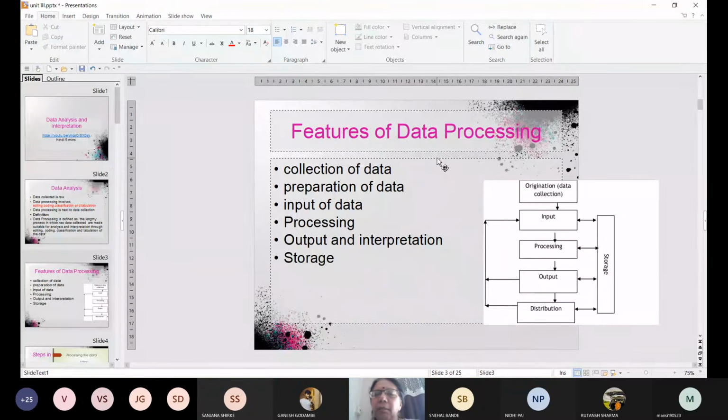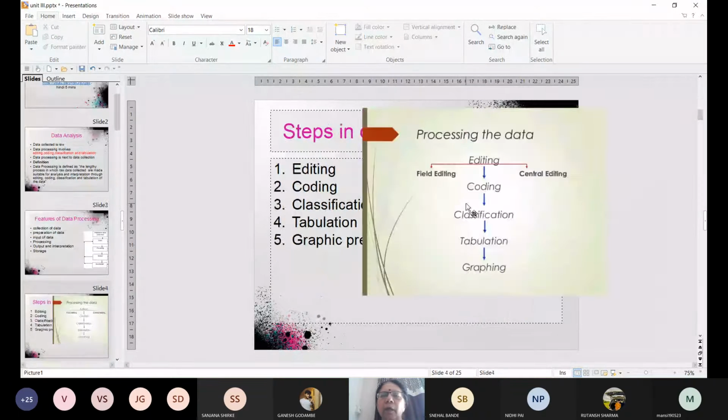Data processing begins after data is collected. So you are preparing the data, making the data ready for further analysis and processing. You have to input the data. So for that you have to make the data compatible to your system in which you are going to input the data. Once the data is fed in, it is processed, then you get an output which is later on interpreted and stored. When you process data, you go through these steps.